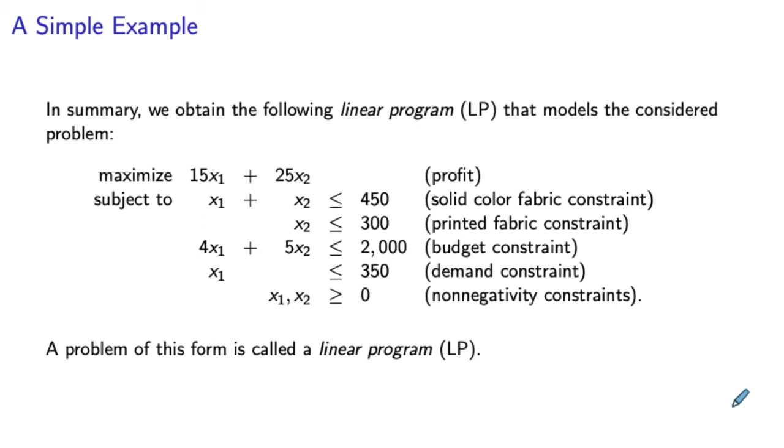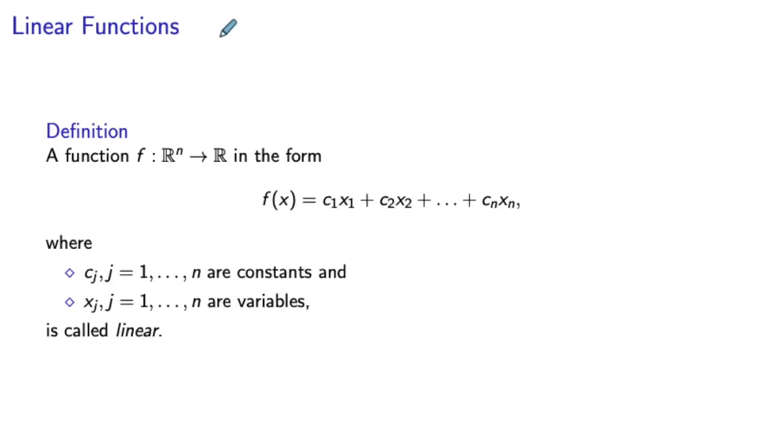Alright, to summarize, this is the model that we obtained. We have this simple two-variable LP, or linear program as we call it. Why do we call it linear program? Because all the functions involved in this formulation are linear. Let's define what a linear function is more formally. A function of n variables is called linear if it can be represented in the following form. So you have f of x is given by the summation of cj's xj's for j between 1 and n, where cj's would be the constant coefficients and xj's are our decision variables.